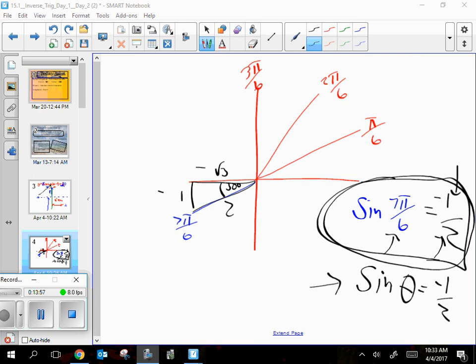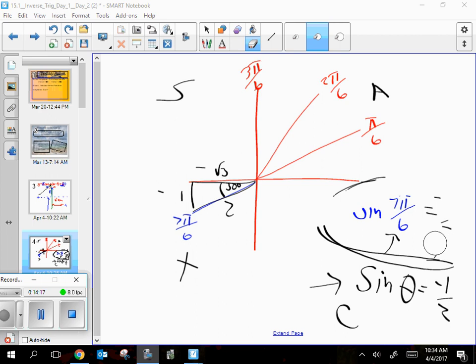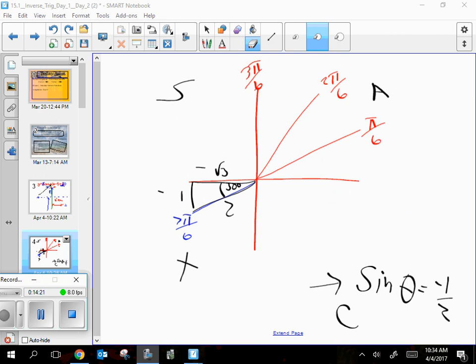There are 2 answers to that question. It really is. All students take calc. Do you get that this is only one of the places where sine is negative? Do you get that there's another? Would you please finish this off and find out for me what are the 2 answers for sine of theta equals -1/2? I already did one of them. I'll pause for a second while you figure out the other answer to that.